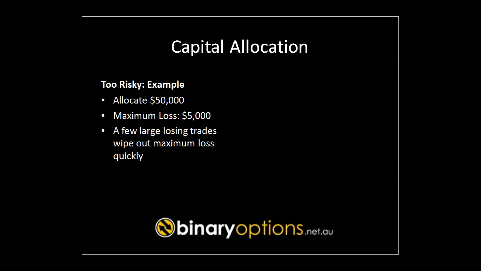Let's say you were to allocate $50,000 to a trading strategy, but you could really only afford to lose $5,000. A few large unexpected losses early on could wipe out your $5,000 and take you out of the trading game. For that reason, do not put money that you can't afford to lose towards this strategy, because you don't want losses in your first few trades to take you out of the game.